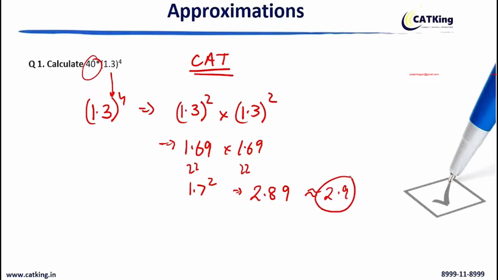Now what I have done, I have taken higher approximations, correct? That I have approximated 1.69 to 1.7. I have approximated 2.89 to 2.9. Hence, I will get the answer which is a little higher than the actual answer.